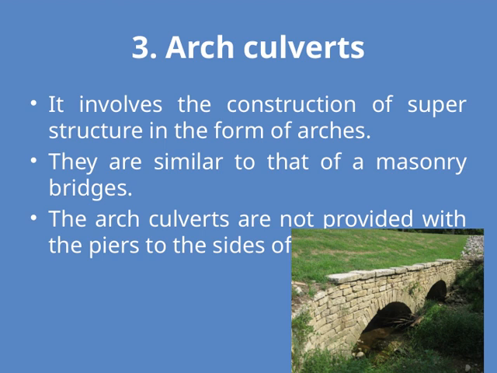This absence of piers helps in reducing obstructions within the flow and allows for better water passage. Overall, arch culverts are a clever and durable solution, especially suited for crossing small to medium-sized waterways, where a strong, arch-shaped structure can efficiently handle the loads and water flow.